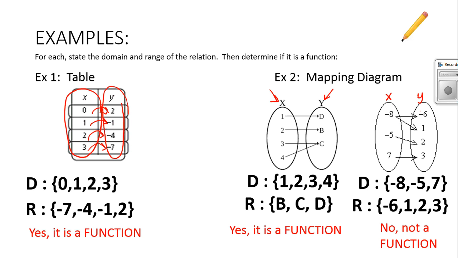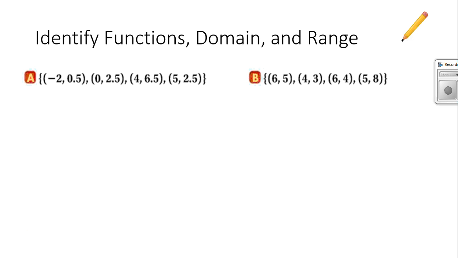Okay, let's do 2 more, but this time I'm going to just write them as ordered pairs. Okay, and sometimes with ordered pairs it makes it really hard to just look at and know. So my suggestion is to map it. Put it in a mapping sort of way and be able to determine if it's a function or not very easily.